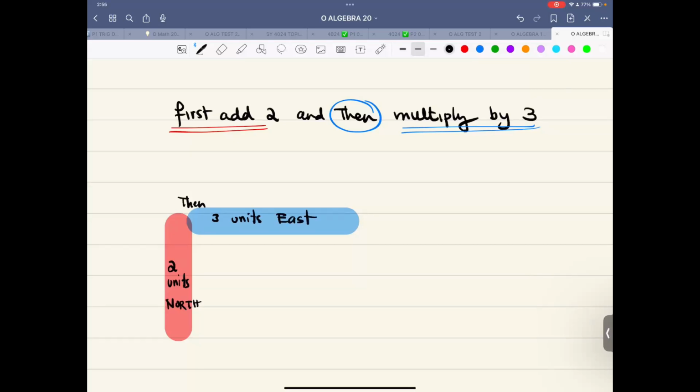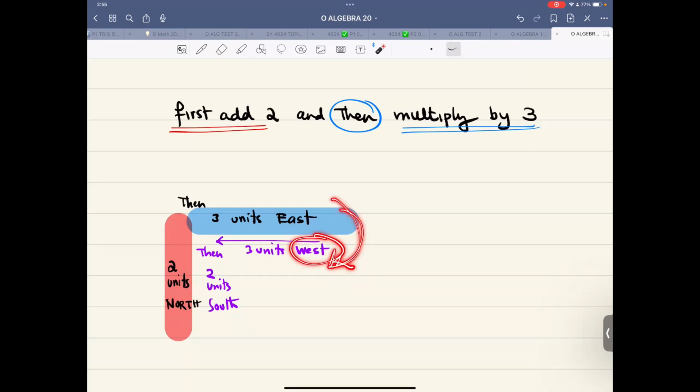Now let's say there is no other route that you can come back. What should be the opposite? The opposite should be 3 units west and then 2 units south. Now remember the order. First it's north, then it's east, but in the reverse process, first the opposite of the most recent one, that is east, becomes west, and north is turned to south.